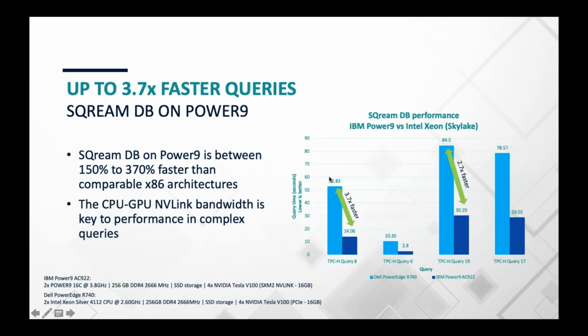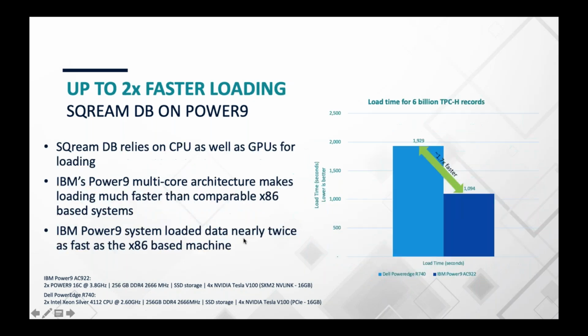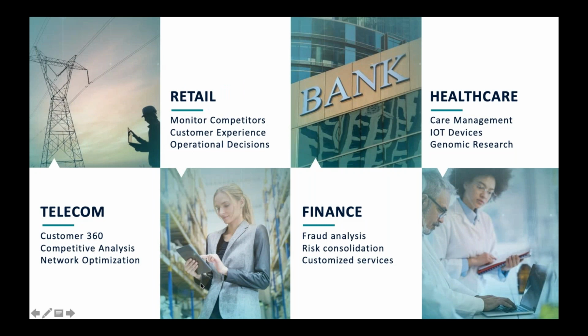The other thing we have seen, and we've done some TPC-H benchmarks on Power9 versus the x86, is that we've seen the queries go up to almost 4 times faster in a comparable environment than the x86 architecture. And then the other thing we've seen, although we were getting really good loading speeds before, is that we were able to go almost twice as fast in loading data with the Power9 system. So we're seeing significant performance advantages.